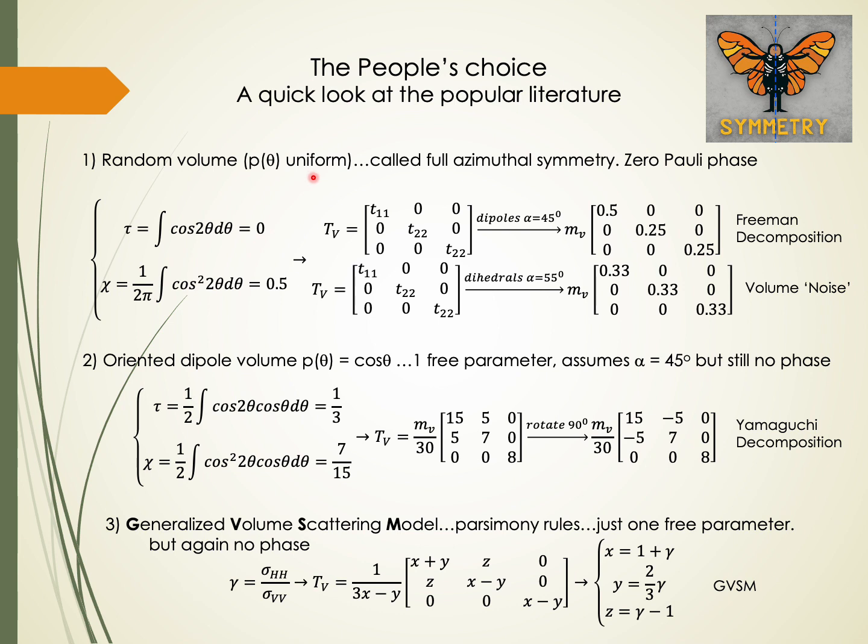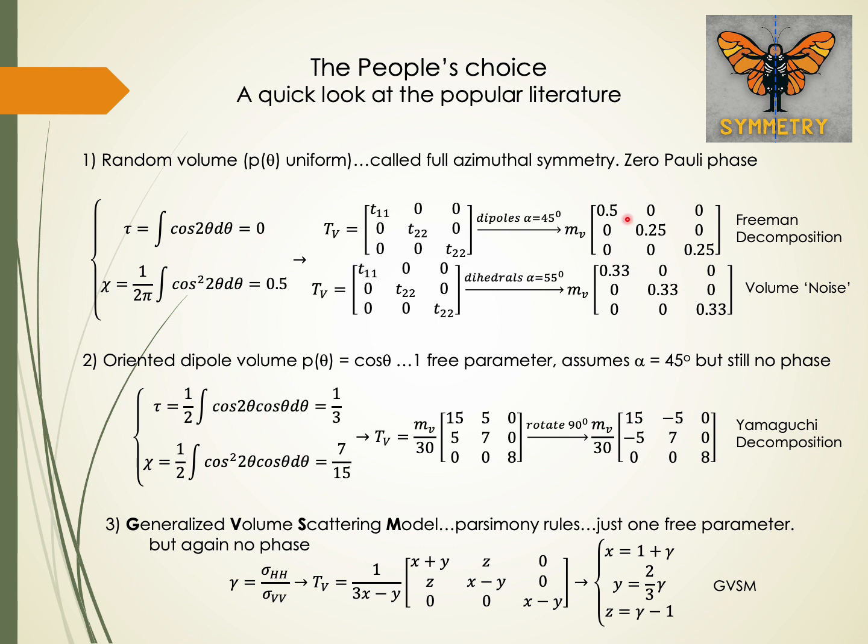It really is a random cloud, in which case tau, the integral over cos 2 theta, becomes 0, and chi, which is this thing, becomes equal to a half. And we end up with this situation, and for dipoles we then get this well-known structure of a half, a quarter, a quarter. So we get a 2-to-1 ratio between the biggest eigenvalue and the second. This was one of the first models used to describe random structures and is part of the Freeman-Durden or Freeman decomposition, which is still widely used in radar.